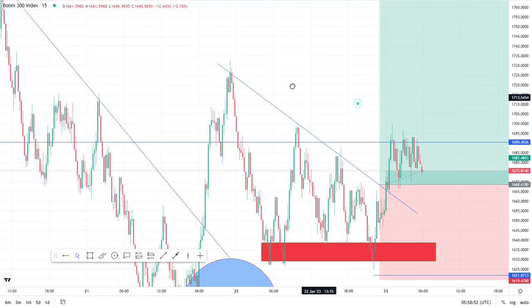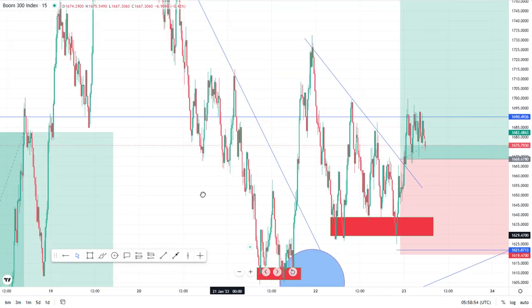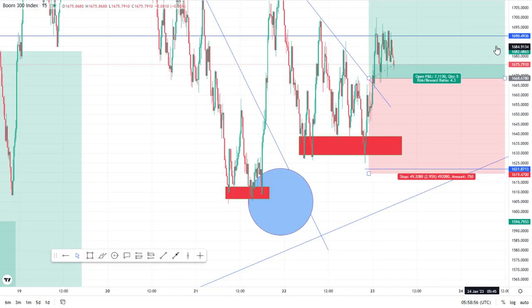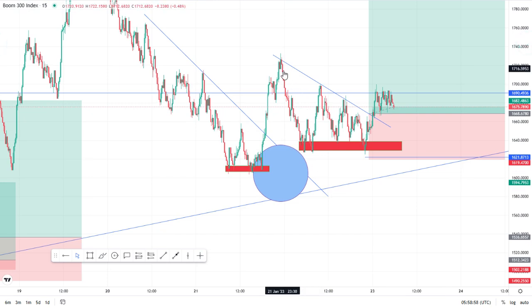So this, if you see, I'm seeing it as after the double bottom, the price actually broke out and is retesting with a pattern.